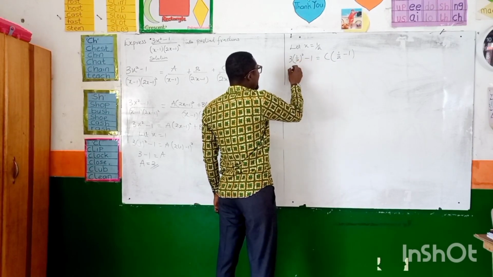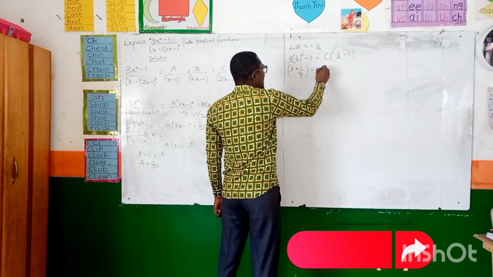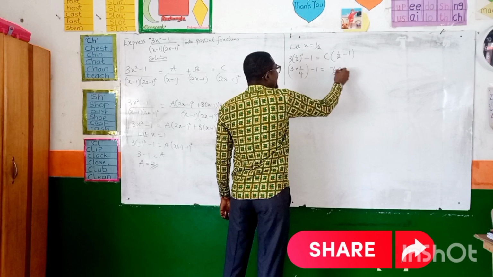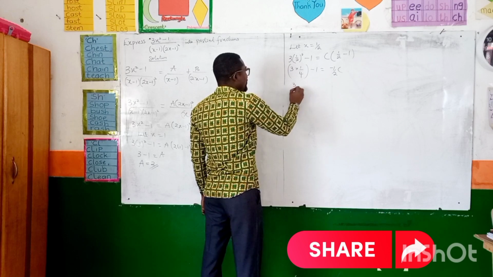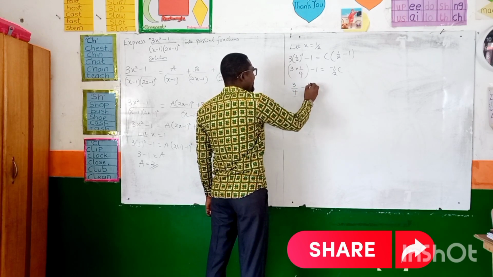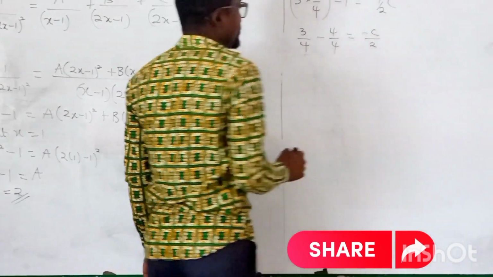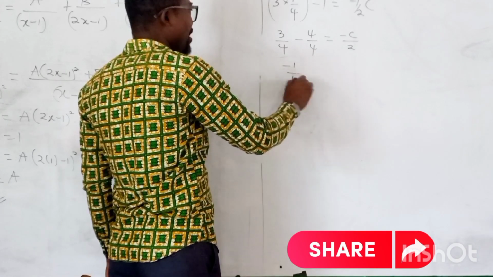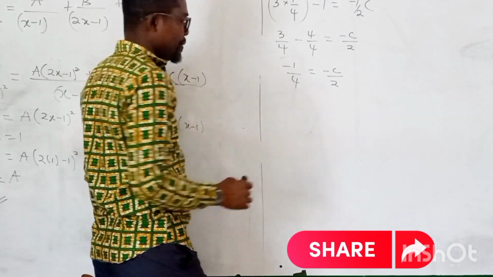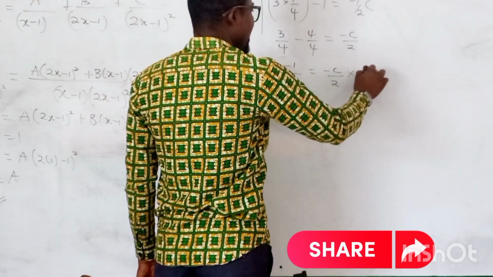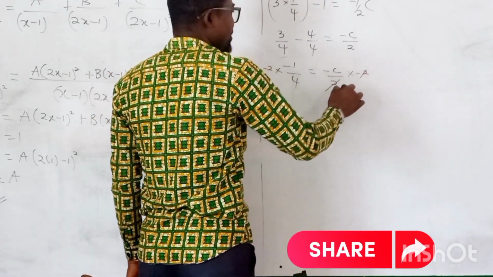This will give me 3 multiplying 1 over 4 minus 1 is equal to negative 1 over 2 C, because half minus 1 is equal to negative half. Let's simplify this: 3 over 4 minus 1. Now write my 1 as 4 over 4, and that's equal to negative C over 2. This will give me negative 1 over 4, and that's equal to negative C over 2. I'll multiply both sides by 2. Negative 2. This should take care of this.